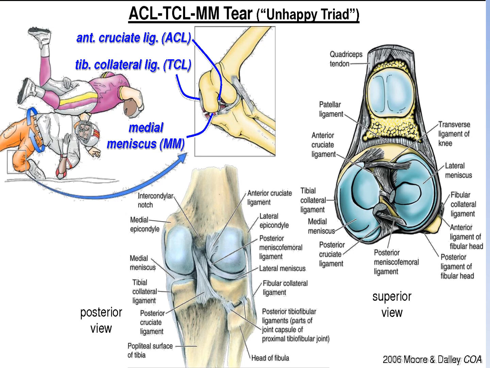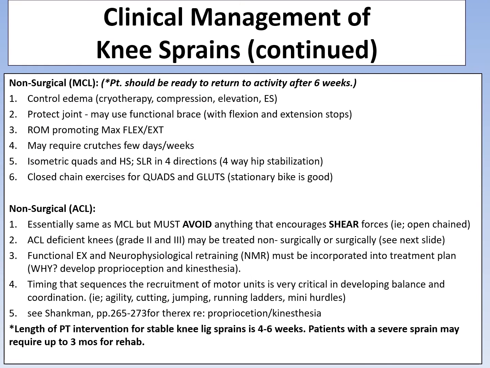This slide again shows you the anatomy of the unhappy triad: the anterior cruciate ligament, the medial collateral ligament, and the medial meniscus. Again, having that fixed foot with a valgus or rotational force will often cause injury to all three of these structures.